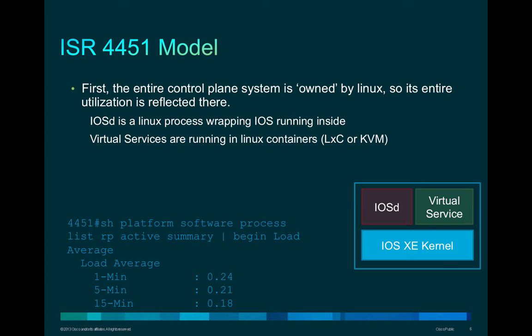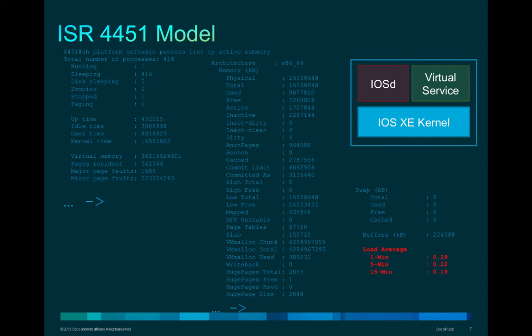To view the total system load, one may issue the show platform software process list RP active summary command, focusing on the section which is titled load average. This section of information is located at the end of the command output and provides a high-level overview of the total system load. This should account for all the control plane tasks running in the system, such as IOSD, for example.